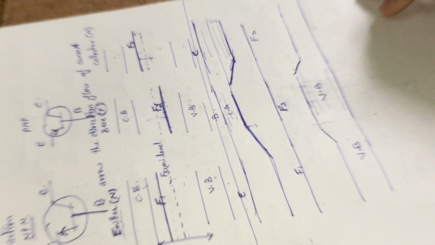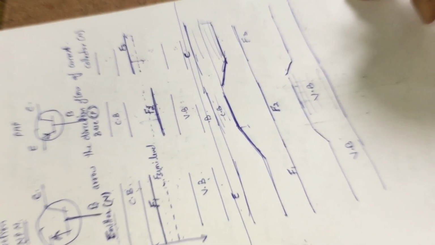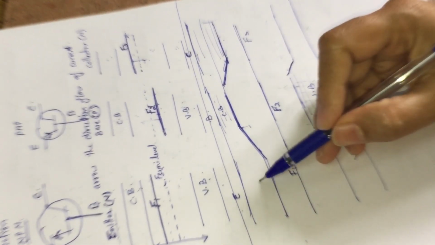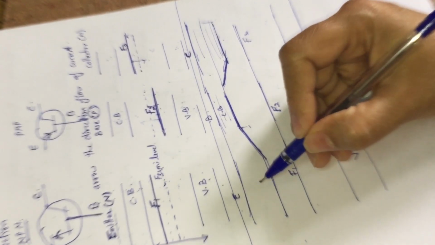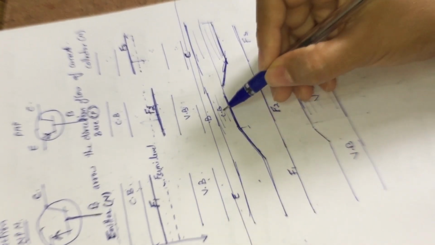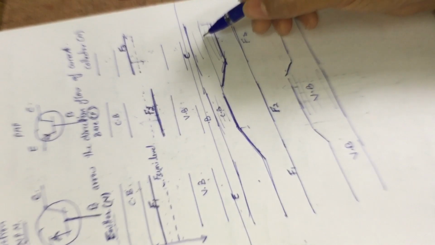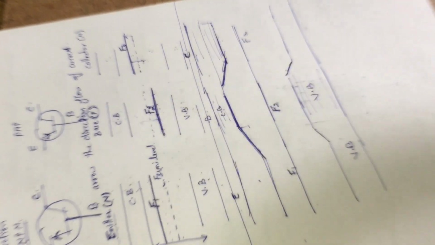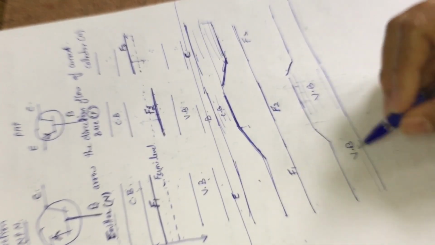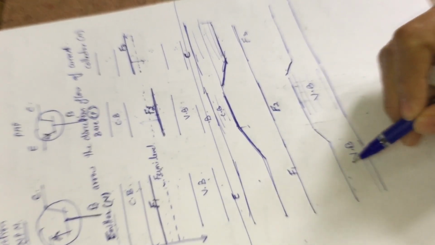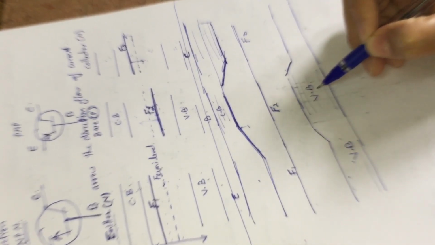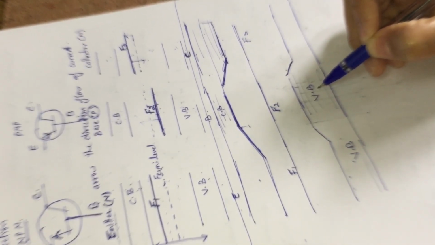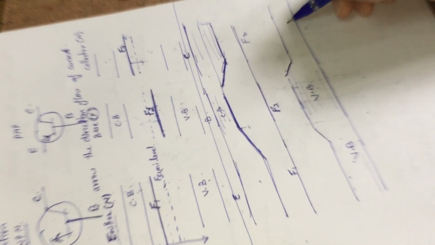It means in this case there are three conduction bands. This is the conduction band of the emitter region, this is the conduction band of the base region, and this is the conduction band of the collector region. Similarly, this is the valence band of the emitter region, this is the valence band of the base region, and this is the valence band of our collector region.